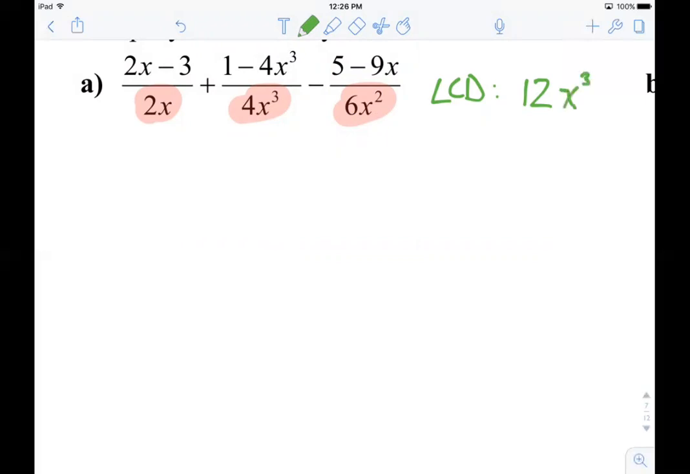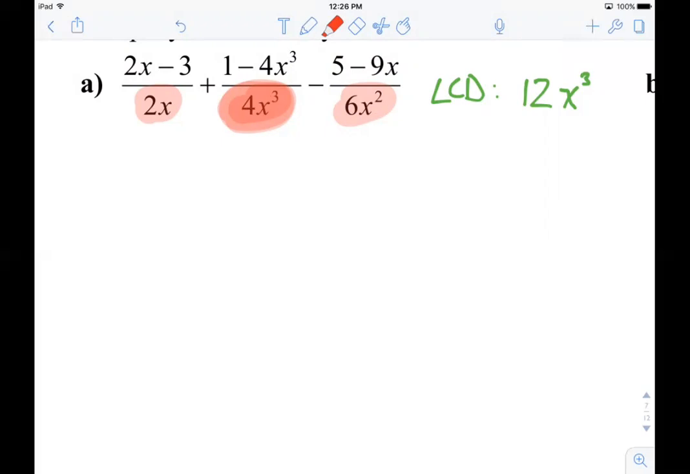x cubed, because, well, if the first denominator only has, for example, x to the power of 1, that can still evenly divide with 12x cubed. The last denominator has an x squared in it, 6x squared, but that can evenly divide with the x cubed as well. We need to make sure we have that x cubed most importantly because that middle term has an x cubed in it as well. And so if our LCD was only, for example, 12x squared, there'd be no way for us to take this middle denominator and multiply it by some simple term to make it into 12x squared. But we can easily take this middle thing and multiply it into 12x cubed.